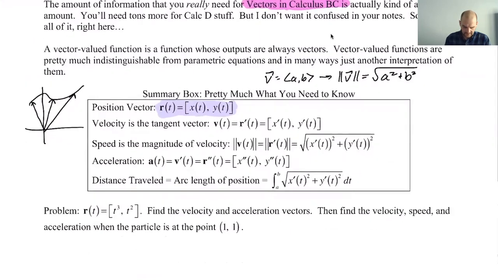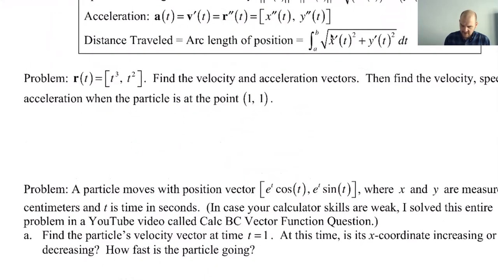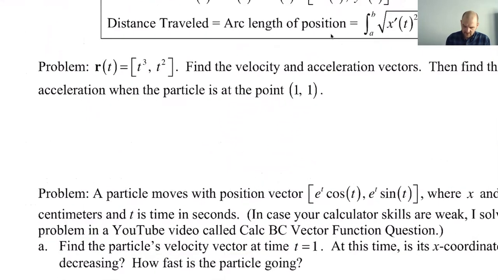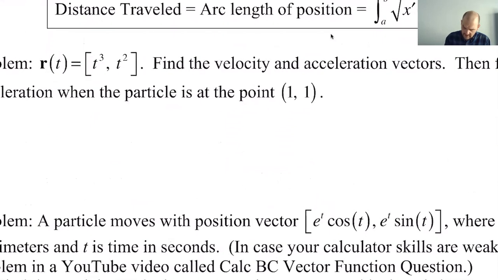So let's see if we can do a problem. Find the velocity and acceleration vectors, and find the velocity, speed, and acceleration when the particle is at the point (1, 1). First of all, the point (1, 1) is going to correspond to t equals 1, right? Because you set t cubed equal to 1, you get 1. You set t squared equal to 1, you get 1 or negative 1. But you need both of those to be true, so t equals 1.